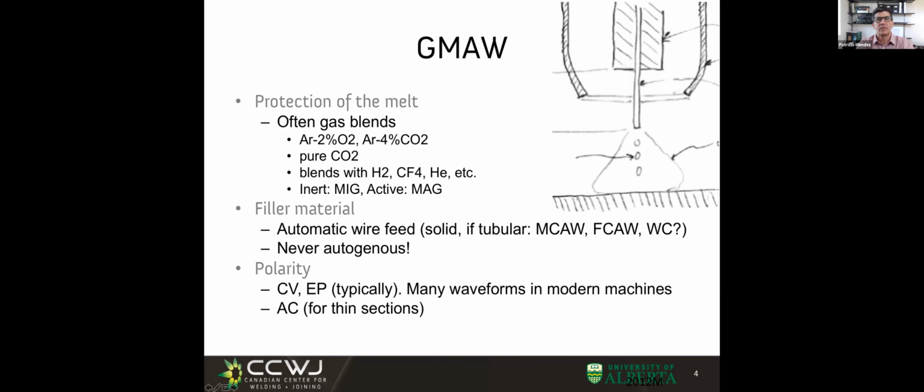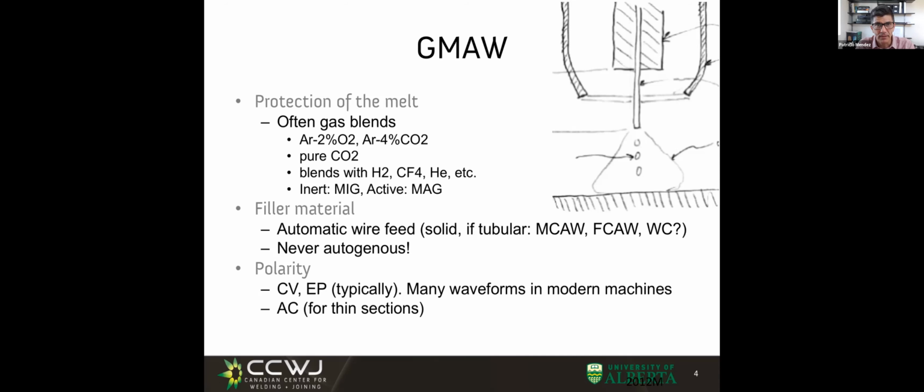Now, something interesting about MIG is I mentioned that we want to protect the metal from the oxygen in the air. We want to protect the metal from the nitrogen in the air. However, look at this. A common blend for welding steels has 2% O2, 2% oxygen. So wasn't the story that we were trying to prevent the oxygen from coming to the weld? And then we put it in? It's kind of crazy, right? But there is a method to the madness.